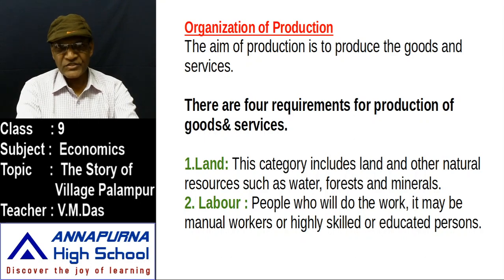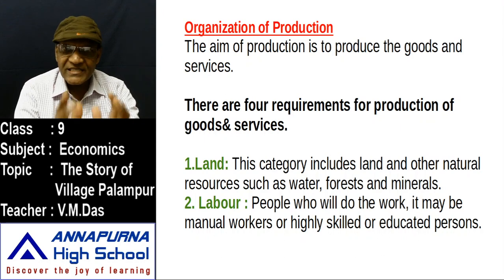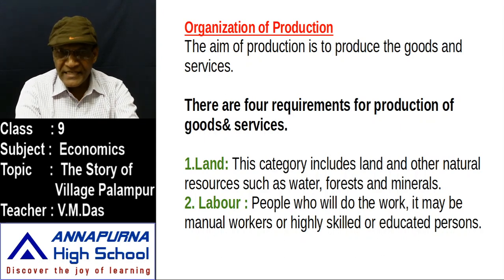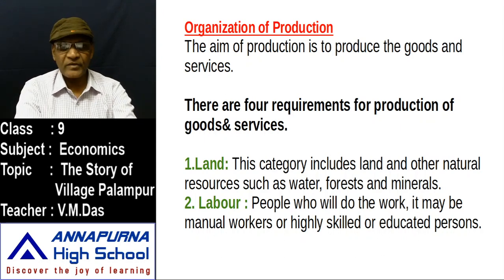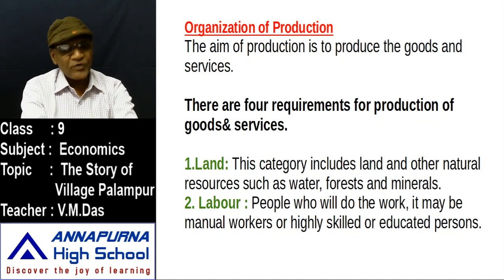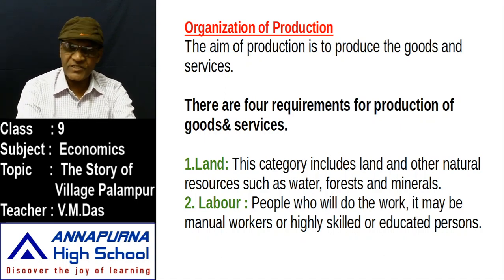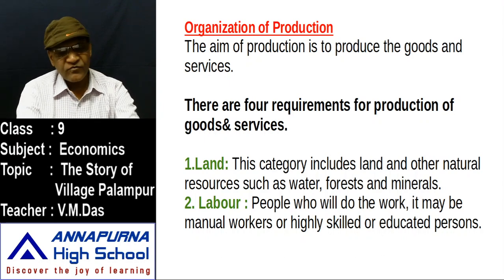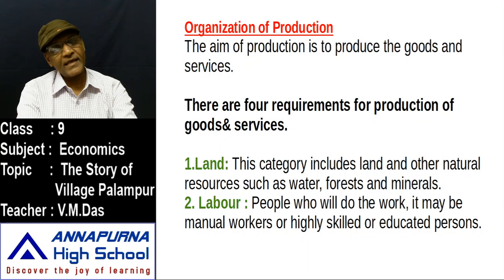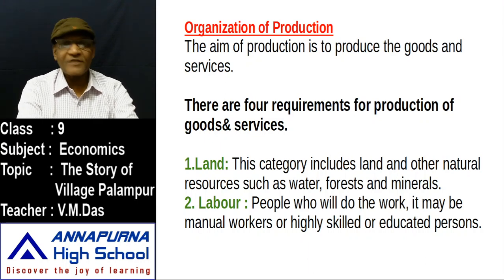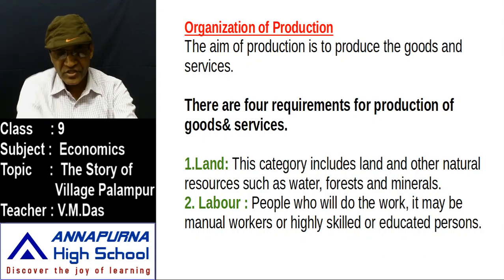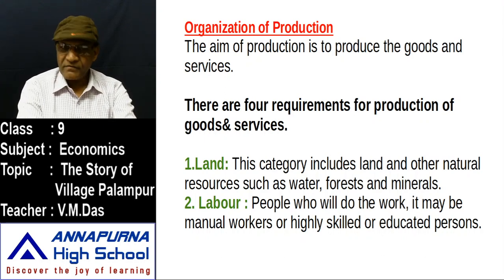So production is to produce goods and services, and these satisfy the needs or desires of the people. There are four requirements for production of goods and services. Mainly, dear children, these four requirements are also known as the factors of production. What are the factors of production? Land, labor, capital, organization.